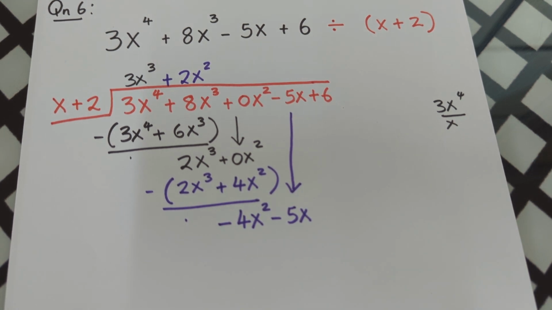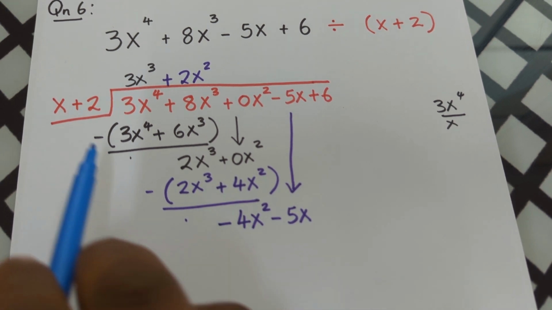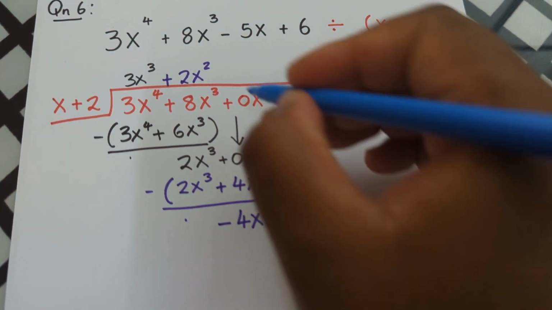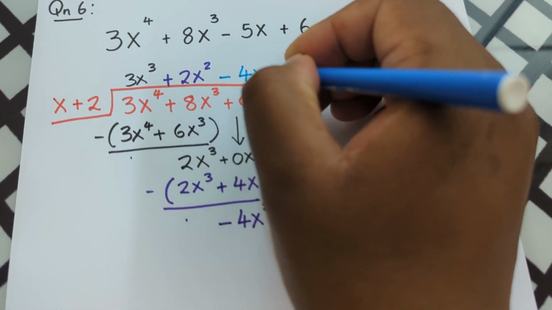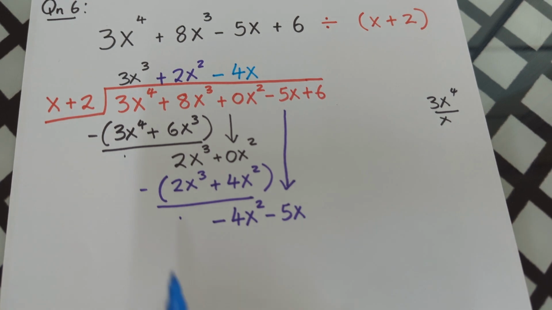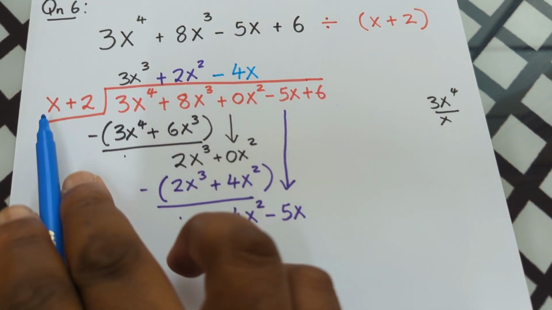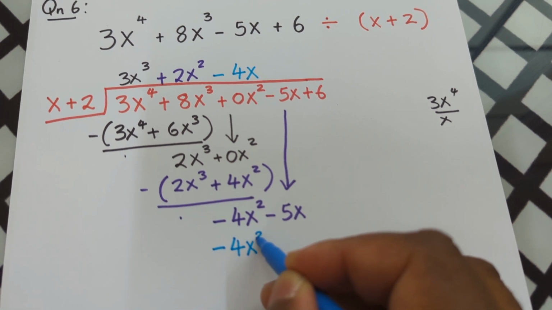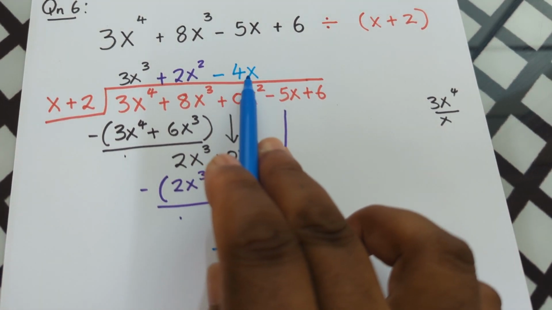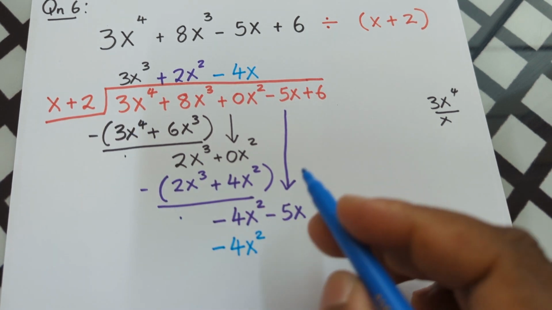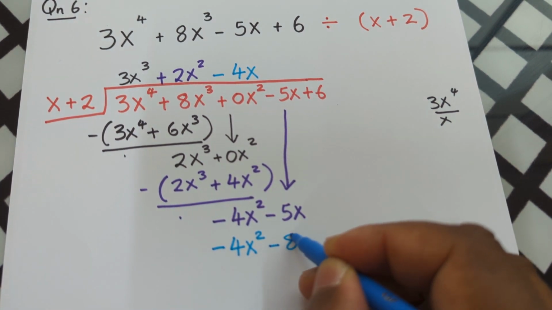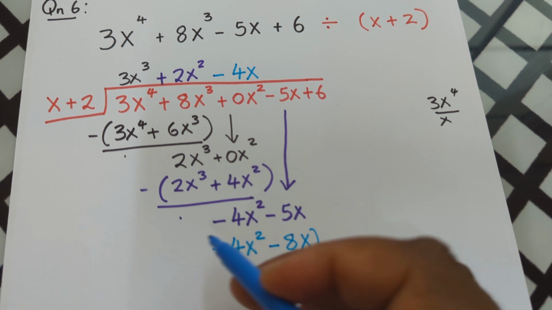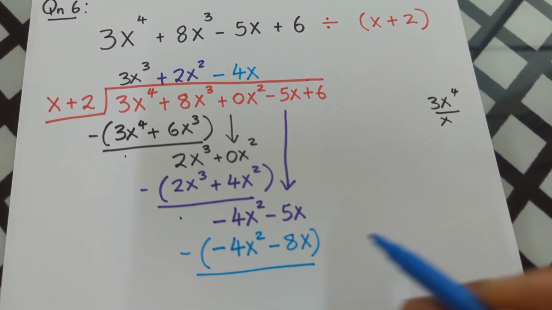And now let's repeat the same process again. Negative 4x squared divided by x. It will give us negative 4x. Now negative 4x, multiply it with x. It will give us negative 4x squared. Negative 4x multiplied by positive 2. It will give us negative 8x. Put our brackets and subtract.